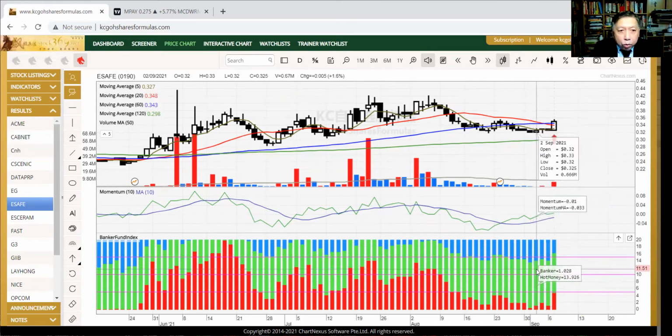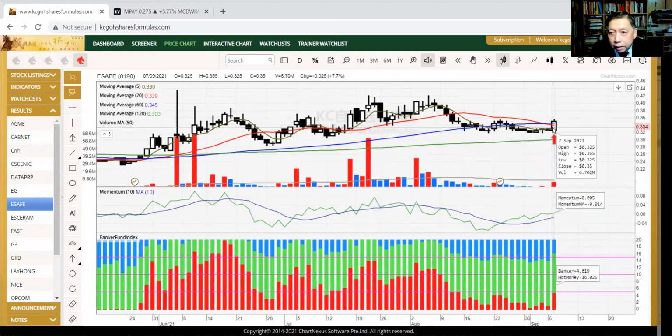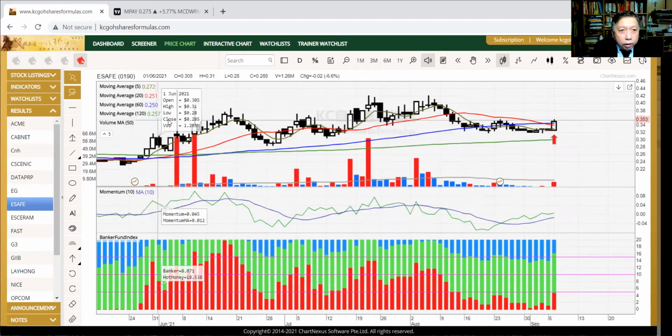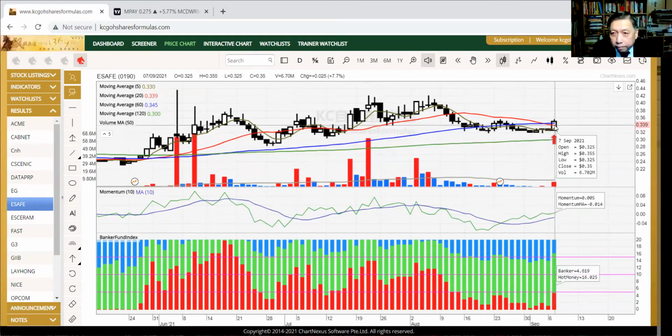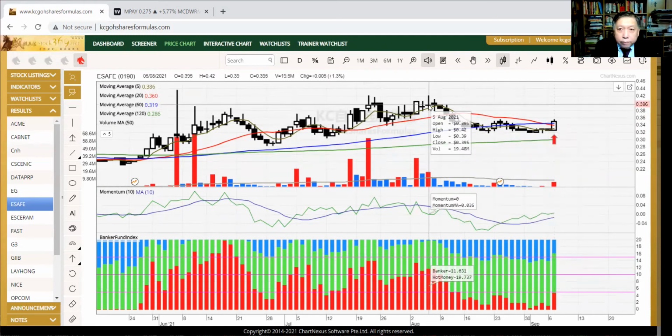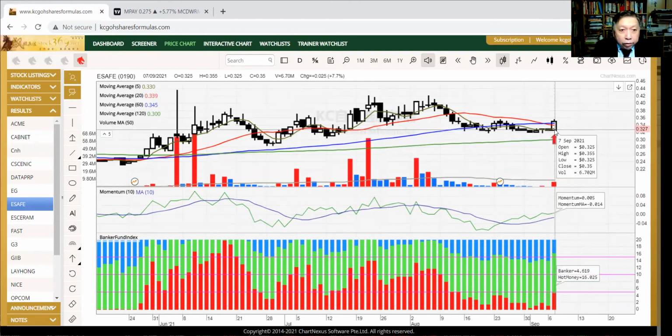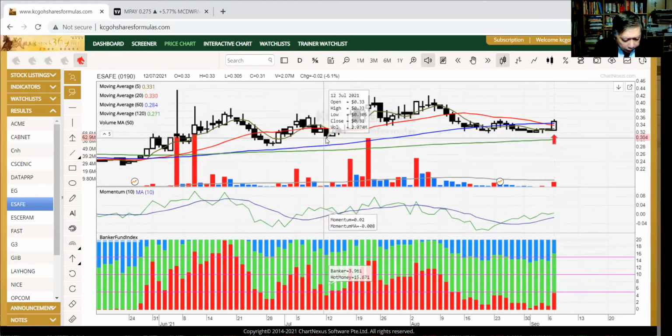So what is the likelihood of the target? Today it closed at 35 cents, so your target might be 42 cents, or if it can go further, maybe 43.5. But you're looking at about a 6 to 7 cent target. Nowadays we are not looking for 10 cents or 20 cents. If you can have 6 to 10 cents, that's good enough, and then you can actually make money already.